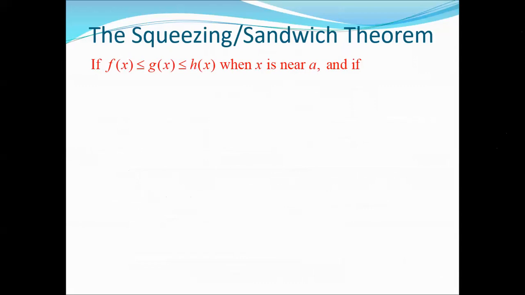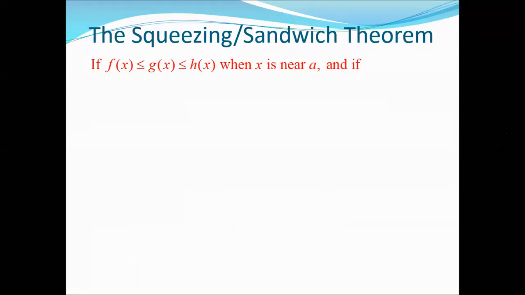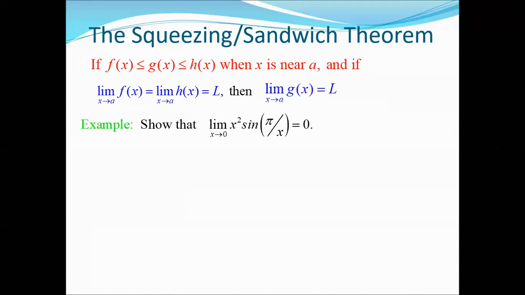Whenever g(x) is lying between f(x) and h(x), if f(x) and h(x) have the same limit at a point, then g(x) also has that limit at a. That is, if the limit of f(x) and h(x) is L at a, then the limit of g(x) is also L.